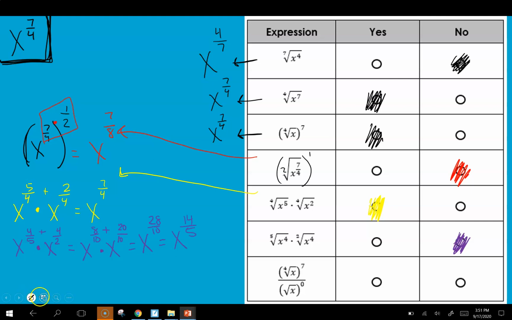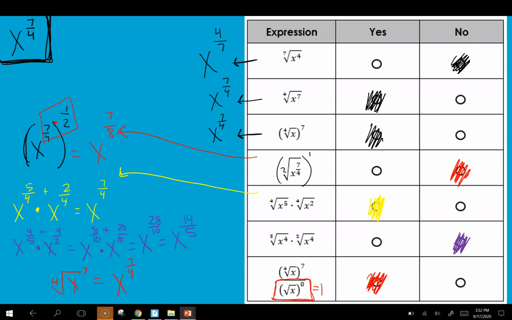All right, last one. I have a fraction this time, a quotient, but look at my denominator. It's being raised to the 0 power. What does that tell you? It equals 1. Anything to the 0 power is equal to 1. So if it's divided by 1, I just have the 4th root of x to the power of 7, which I can rewrite as x power of 7 root of 4, and that is what I want. So that one works out to be what I want.